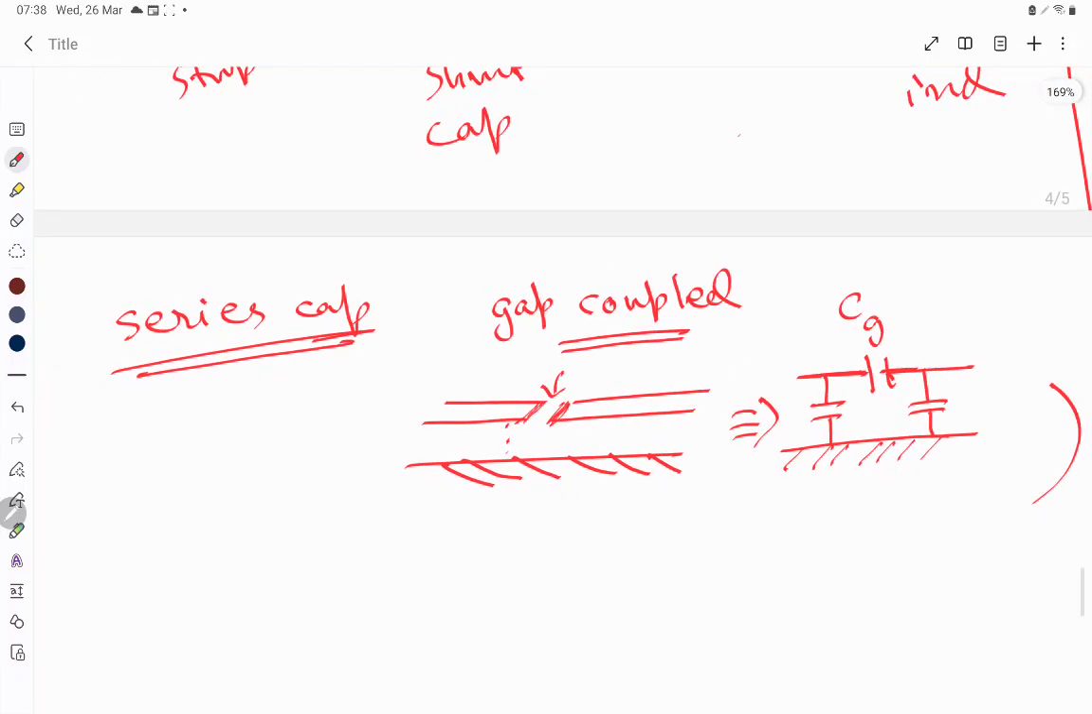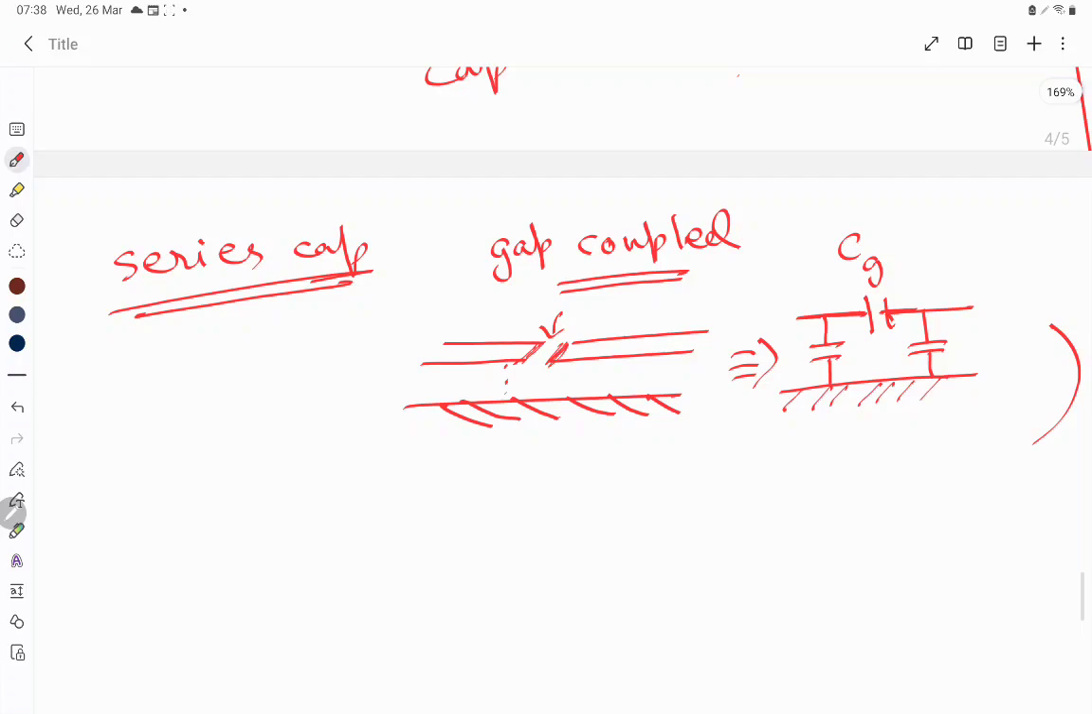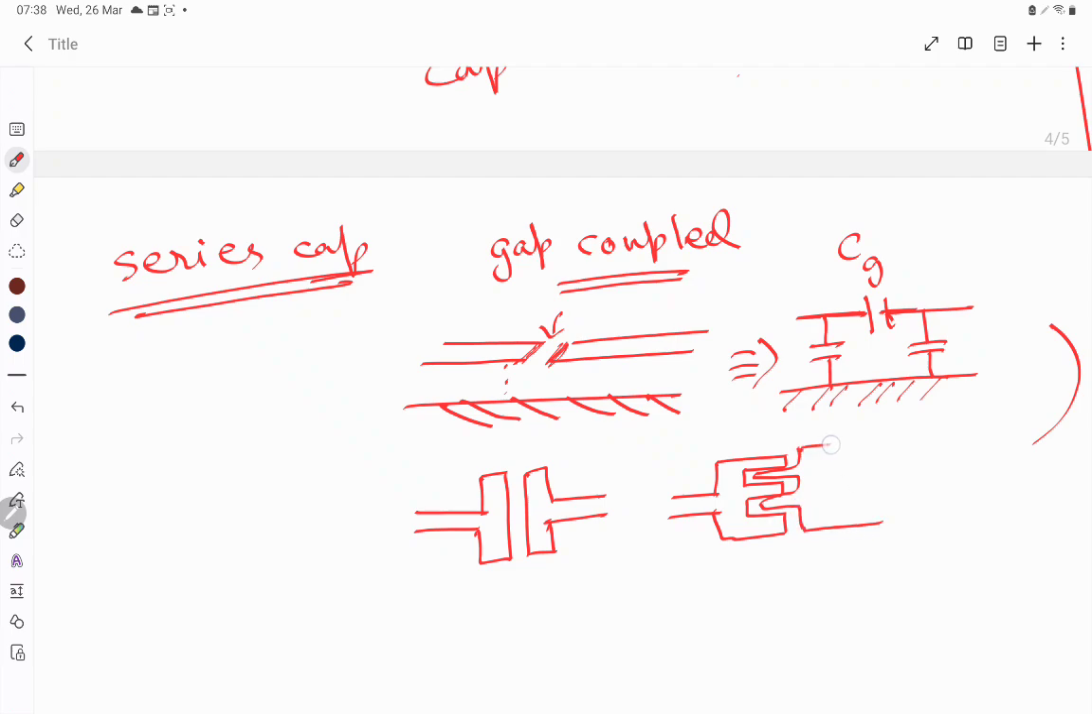We can use other different ways of having capacitance. If you need to increase the gap capacitance, we can increase this edge section to increase the gap capacitance. Or we can also introduce some kind of interdigitated comb-like structure to increase the gap capacitance. Again, there are many other ways to increase this capacitance. This is another way of increasing the capacitance.